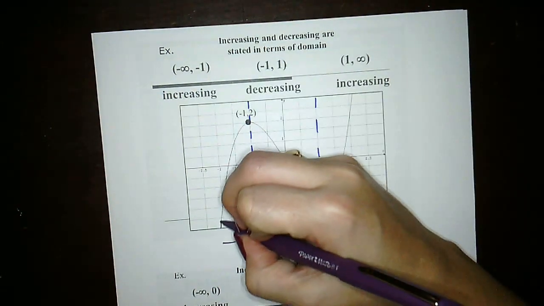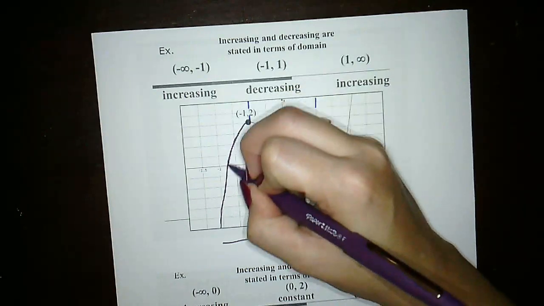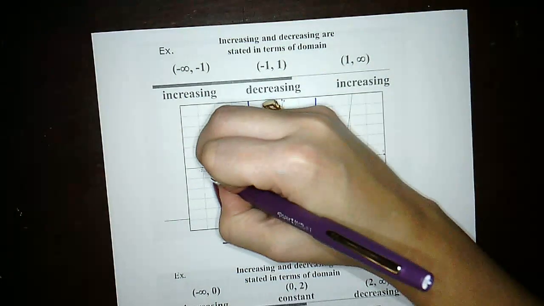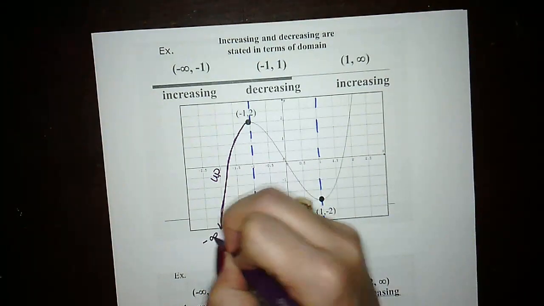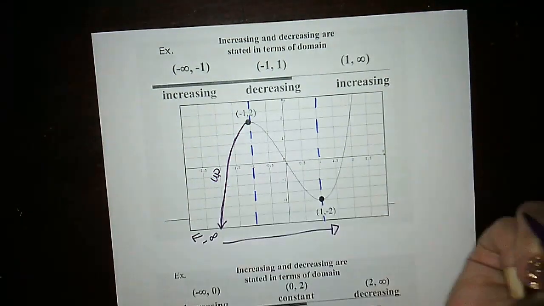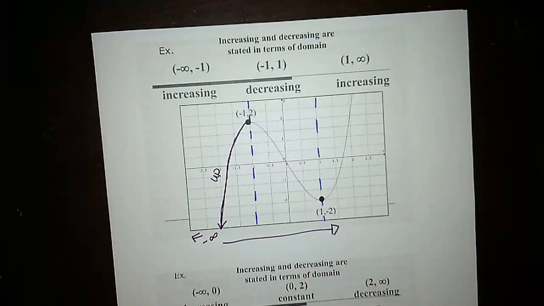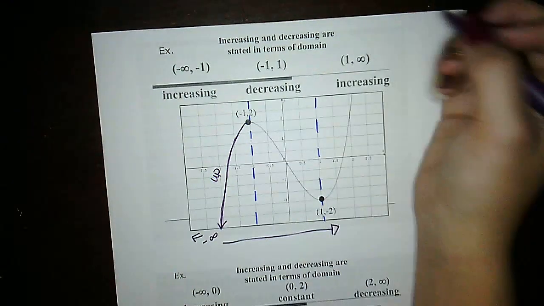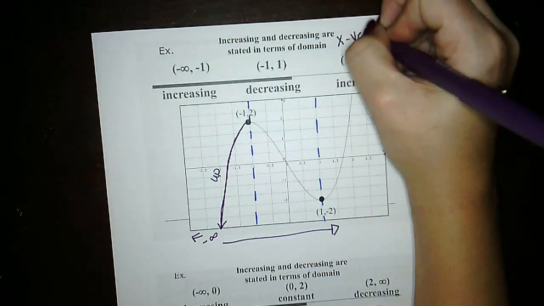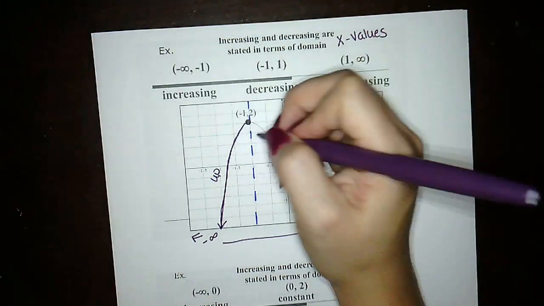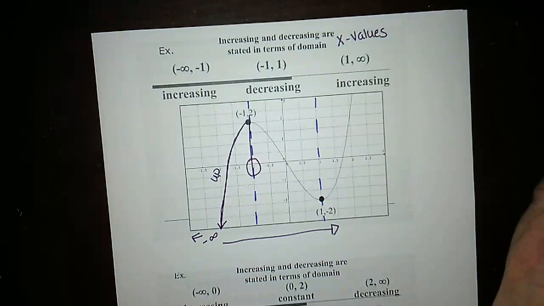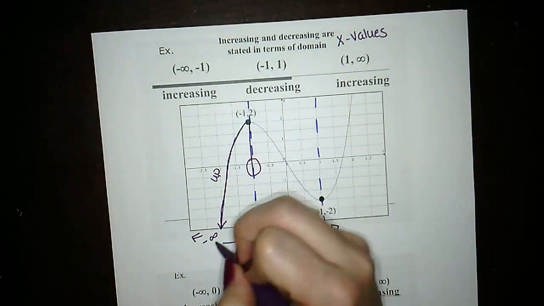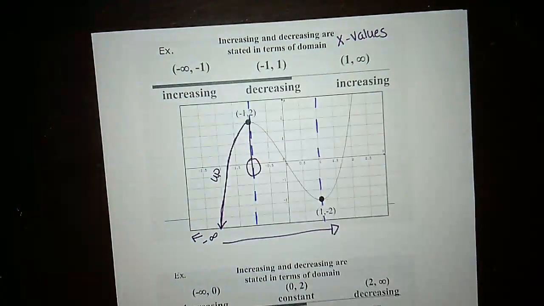So here I'm going up, so it's increasing. And it's going from -infinity, because to the left it's going towards -infinity. There's no stopping point. And it's going up, and here you're only using x values. So, and this is why the lines help, what is the x value it stops at? -1. So it's increasing from -infinity to -1.